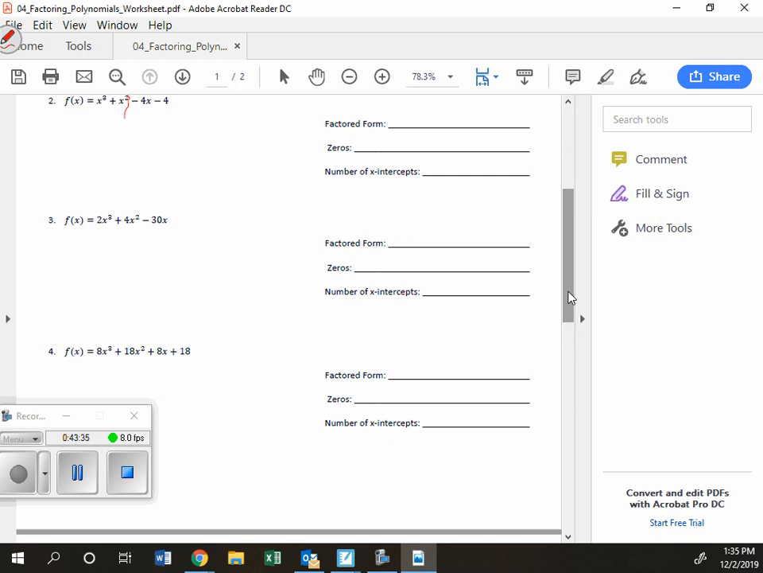So x squared comes out. X plus 1 left. What also comes out of this other one? Negative 4 comes out. And what do you have left then? X plus 1. Then, since these are the same, they can get factored out. And when they're factored out, what's left? X squared minus 4. Kid writes that.